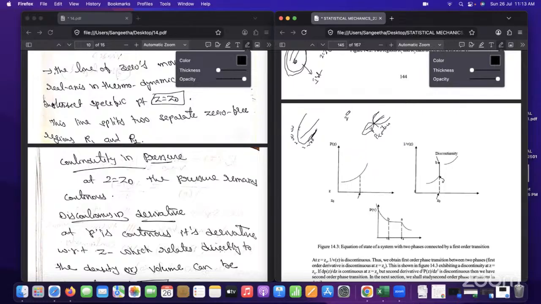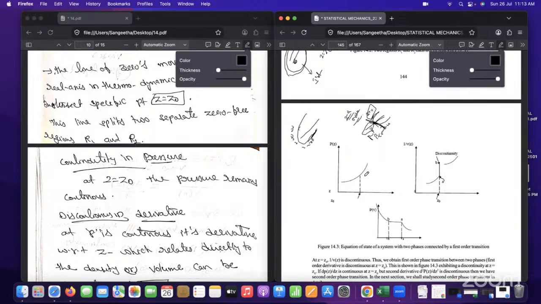So this diagram represents second order phase transition. That one is the first order phase transition. So in second order phase transition, the two regions R1 and R2 are meeting at a point Z equal to Z0. The two points are meeting together.